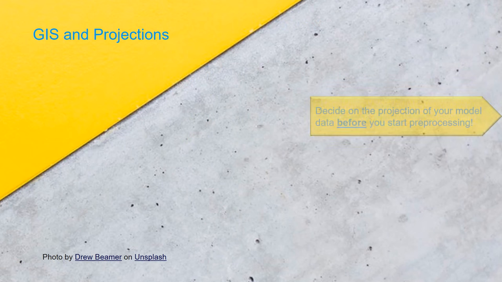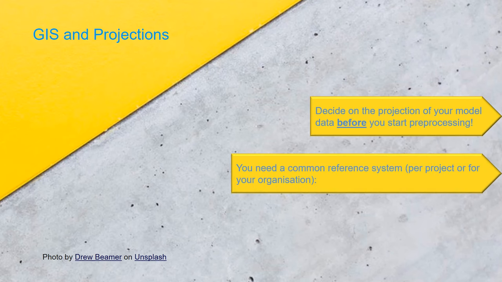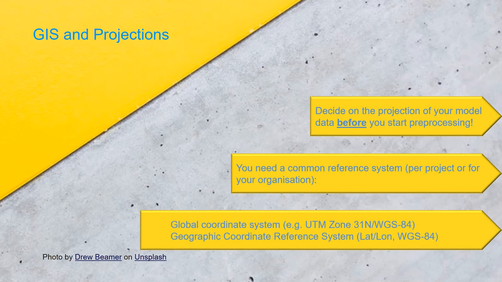The bottom line is that you and your team have to decide on the projection before you start using GIS. You need a common reference system for each project, for your organization, and even in a country. You need to agree on that. And you can always fall back on the global coordinate systems such as UTM or the geographic coordinate reference system latitude longitude if you don't need to do calculations.